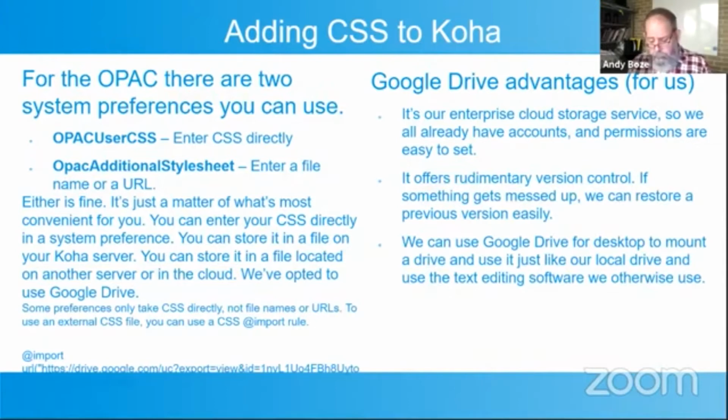We chose to use Google Drive because it's our institutional cloud storage, so everyone has easy access to it. If we stored the file on the Koha server or elsewhere, it would be necessary for us to set up and manage accounts. Furthermore, Google Drive allows us to have a rudimentary version control system that we wouldn't have if we stored the CSS in the OPAC user CSS preference. I'll explain how we use Google Drive.